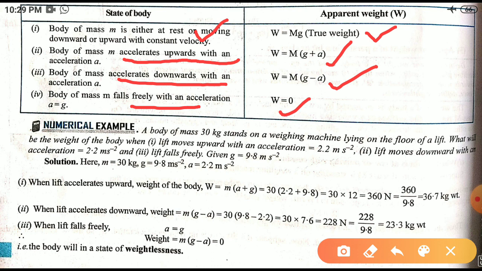What is given to you? A body of mass 30 kg is resting on a weighing machine. Then calculate the apparent weight when the lift is moving in the upward direction, in the downward direction, and in case of free fall. Now you can calculate these values. I will give you more numericals for practice, and now do the quiz after this.